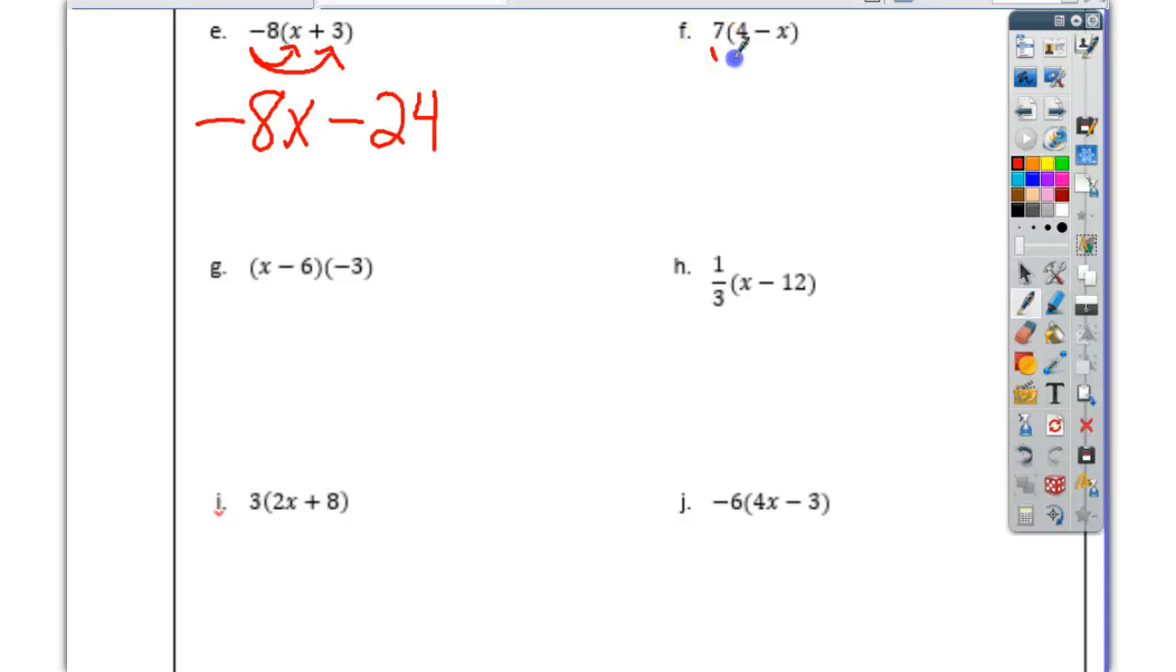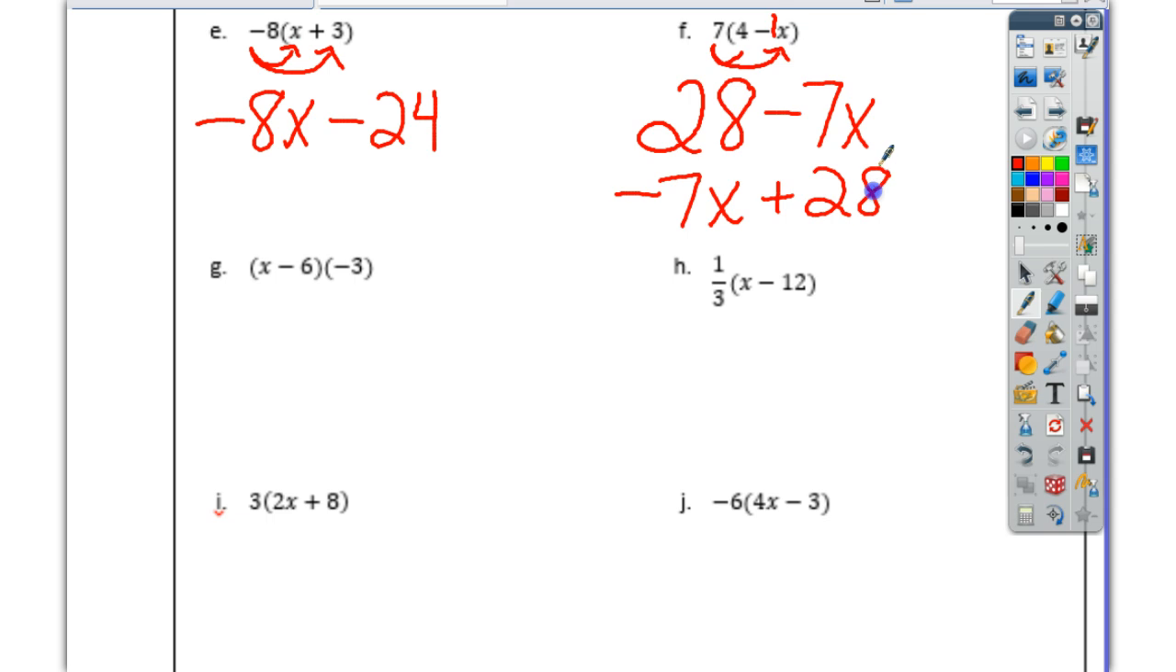Good. 7 times 4 is what? 28. And 7 times a negative x, or a negative 1x, what do we get? A negative 7x. I even saw someone had it written as negative 7x plus 28. Is that correct? Yes, it's the same thing. They just distributed this one first and then did this one. Still the same answer as long as the signs are the same. We match. Like here, negative 7x, negative 7x. Positive 28, positive 28.